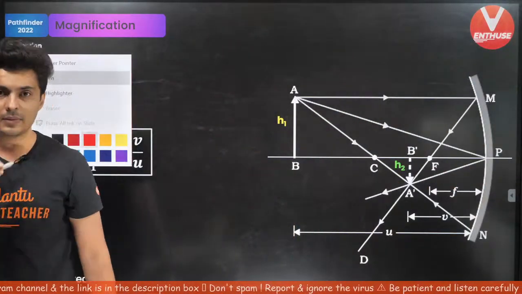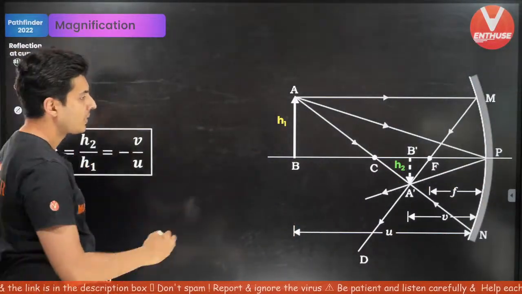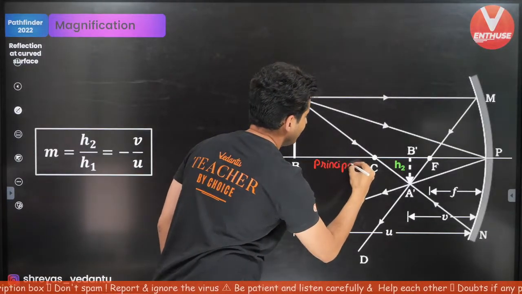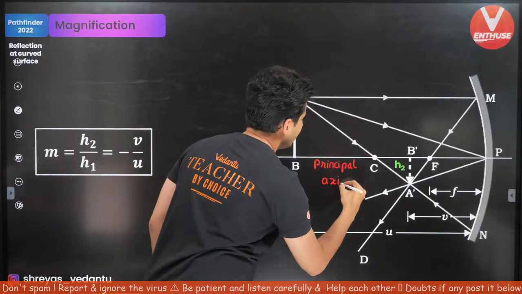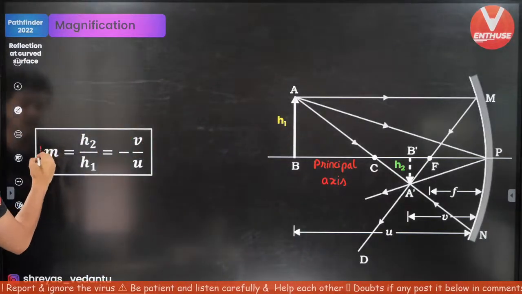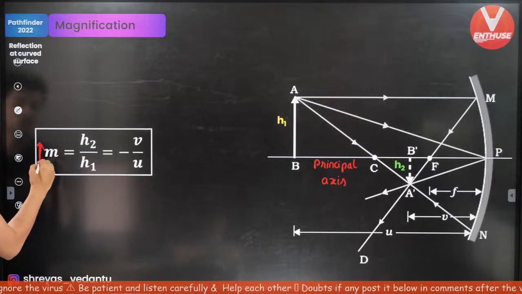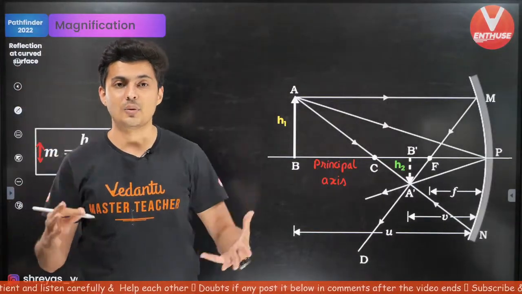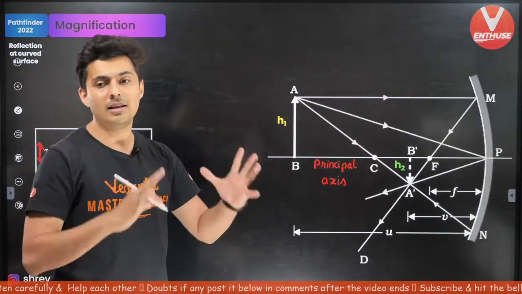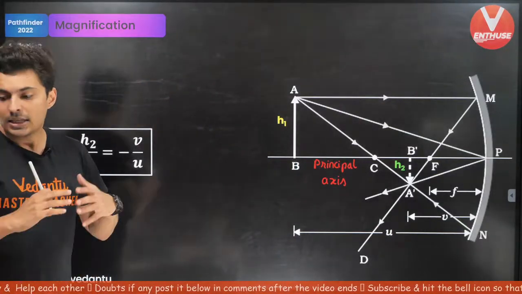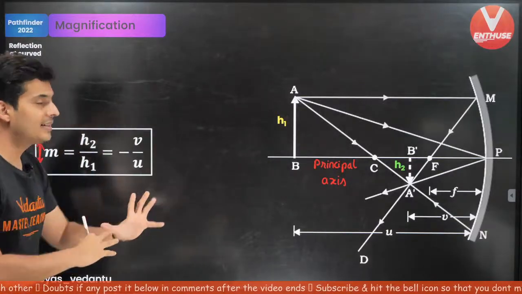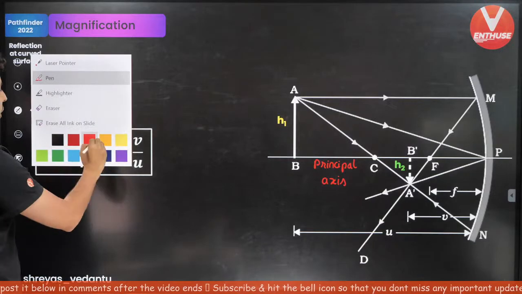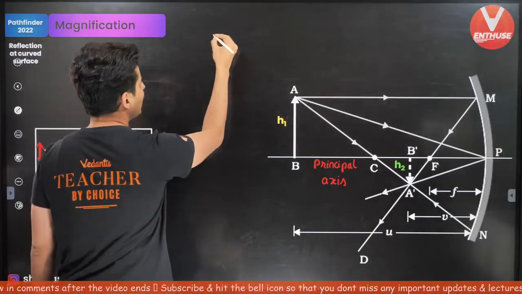Look at this again. I will mention it right over here. If this is your principal axis, this magnification is happening perpendicular to the principal axis. Sometimes it is also called the transverse magnification or lateral magnification. Okay. Now I'll tell you what the meaning of magnification actually stands for. See, observe these examples. Take these examples.